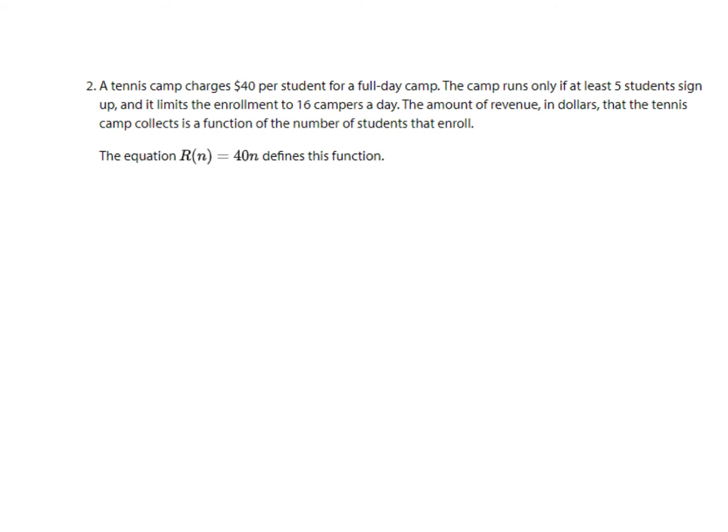Okay, the tennis camp charges $40 per student for a full day camp. The camp only runs if 5 students sign up, and it limits the enrollment to 16 campers. The amount of revenue in dollars that the tennis camp collects is a function of the number of students that enroll. Okay, so students that enroll is my input. So my domain is how many students there are. And it says that we don't have camp if there isn't at least 5. And it limits the enrollment to 16.